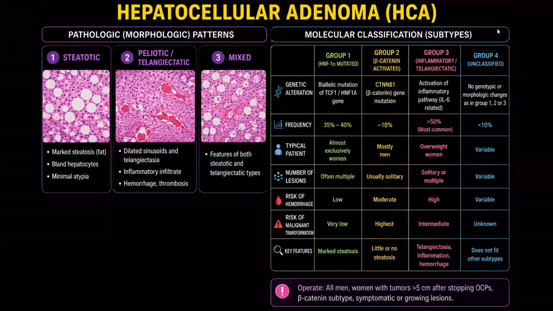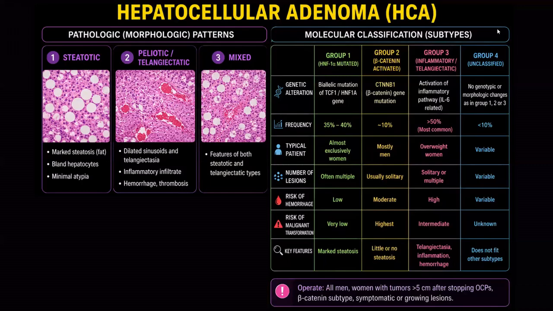On the other hand, the group 2, which is the beta-catenin mutation, less common, more commonly seen in men, especially with anabolic steroid use. However, they are solitary and they have the highest risk of malignant transformation. Remember that all women with tumor more than 5 centimeter, and especially if it is beta-catenin activated, all of them need surgery.